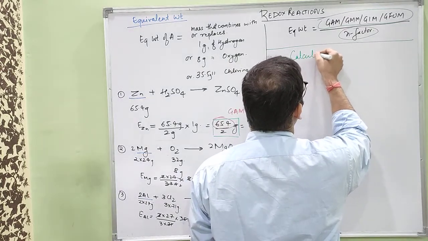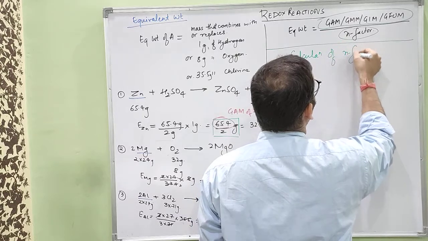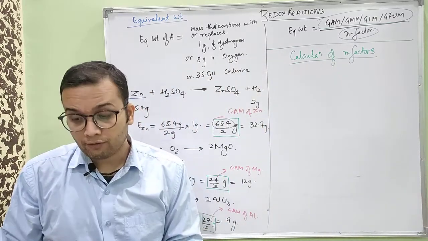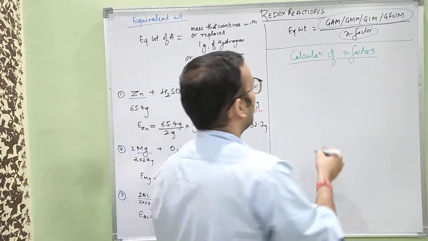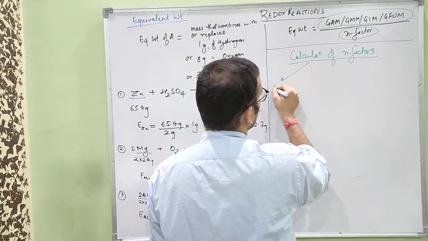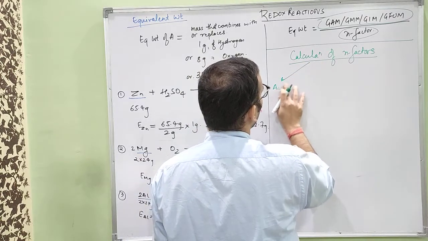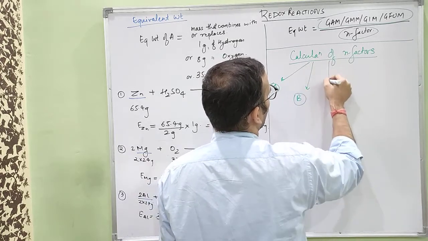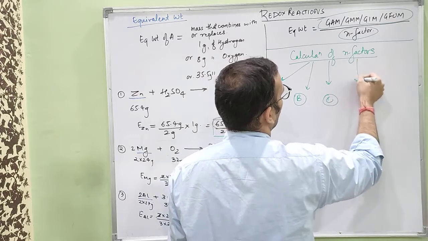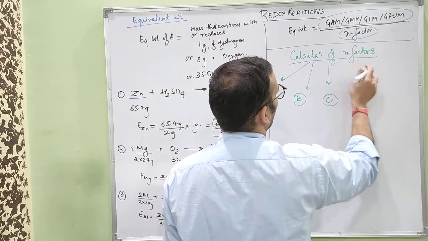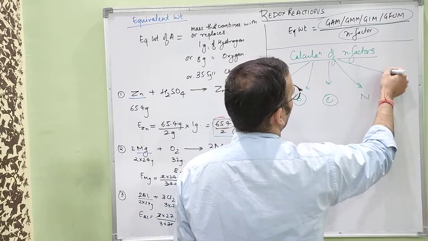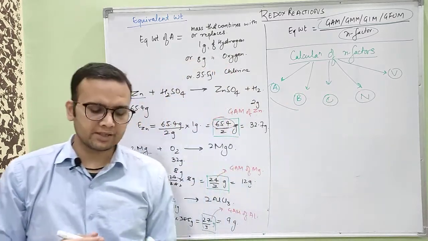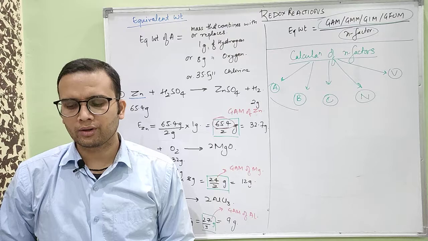Calculation of n factor. So n factor is dependent on something called acidity. A, let me write it as A, B, C, N, V. So we are going to take a look at these two today. This is called acidity and basicity. But before that, let's talk about n factor a bit.